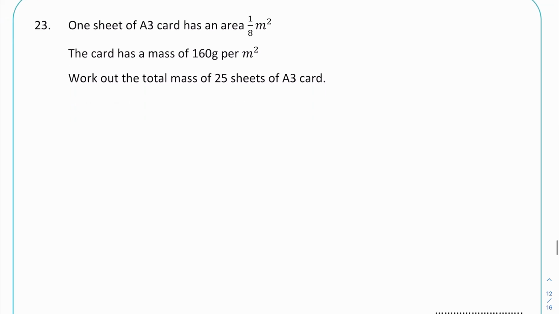So here we go, one sheet of A3 card has an area of 1/8 metre squared. The card has a mass of 160 grams per metre squared. Work out the total mass of 25 sheets. Now this looks a lot more complicated than it actually is. It says here, one card has an area of 1/8 of a metre squared. The card has a mass of 160 grams for every 1 metre squared. But one sheet is only 1/8 of that. So really, all we need to know is what is 1/8 of 160 grams. It's just working out the fraction of an amount.